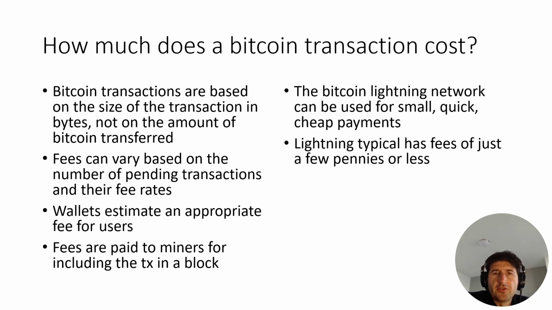There, however, is something called the Bitcoin Lightning Network, which is also useful for small, quick, and cheap payments. It's a layer on top of Bitcoin that allows you to move Bitcoins in a different way. So the nice thing about Lightning is that it typically has fees of a few pennies or sometimes much less, and it doesn't increase suddenly the way that sometimes Bitcoin does when a lot of people are using the network at the same time.